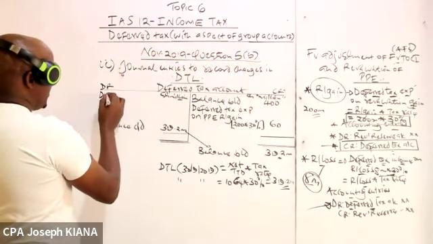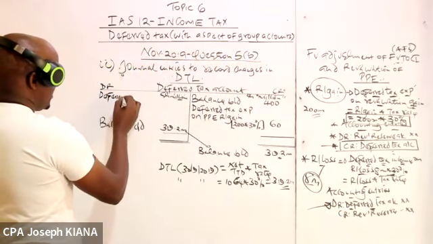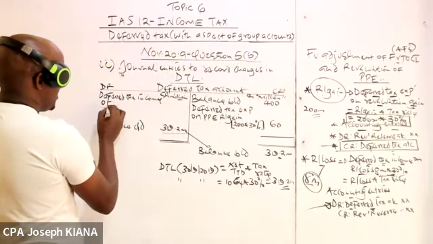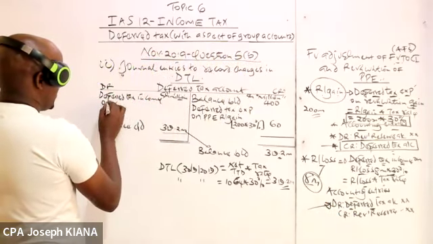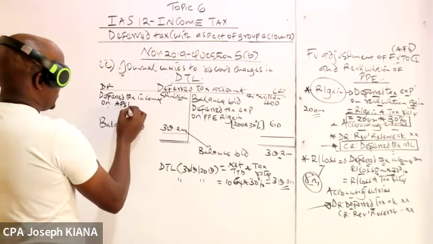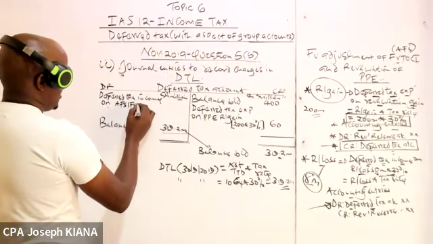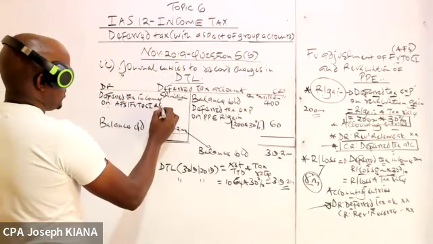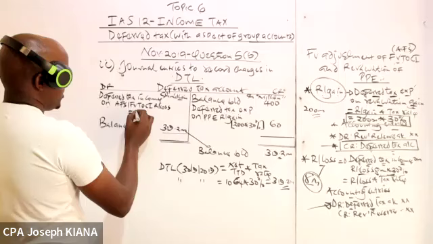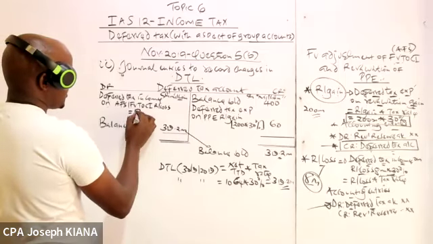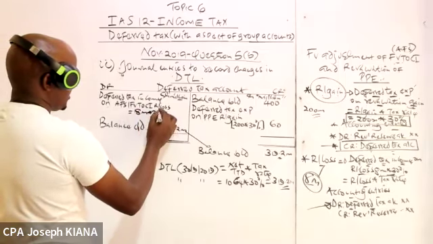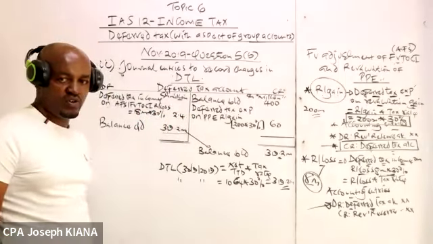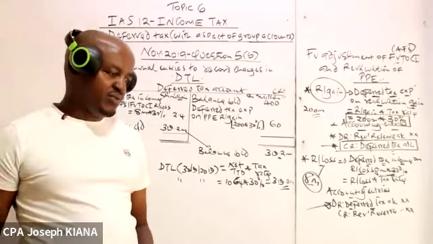And basically this now will be the deferred tax income on AFS, or basically financial assets at fair value through other comprehensive income revaluation loss. How do we compute this one? The loss, 8 million times what? 30%, which will give us 2.4. Yes, so that's basically how we prepare that account.